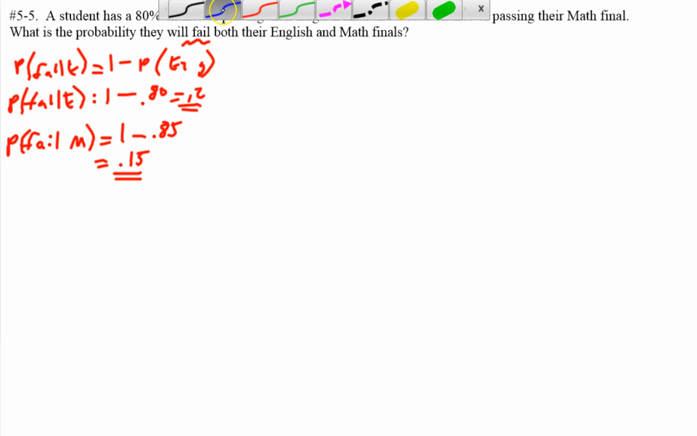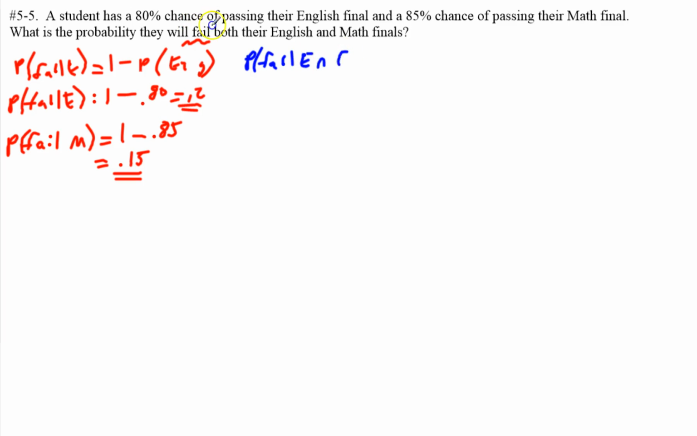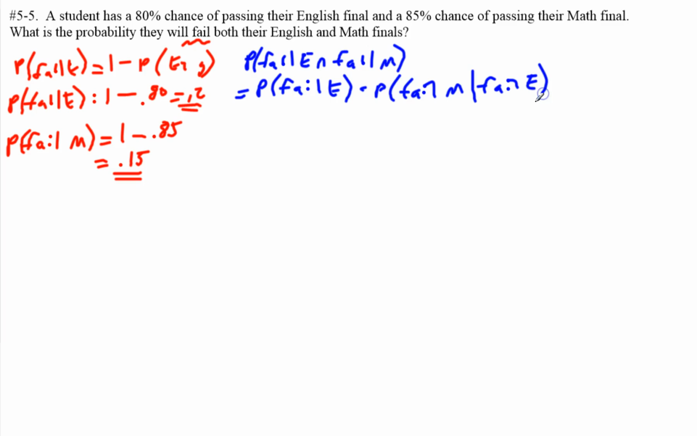Let's go ahead and figure out what the probability is that we do want. We want the probability that they fail both. They fail English and they fail math. Okay, since that's an AND case, that's going to be equivalent to the probability of failing English times the probability that they fail math given that they failed English.